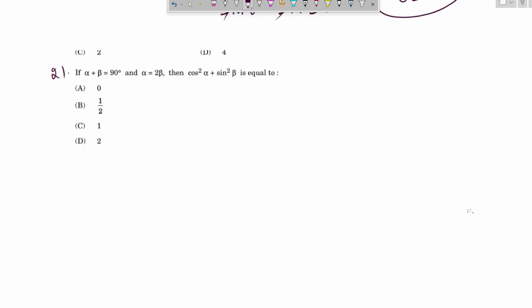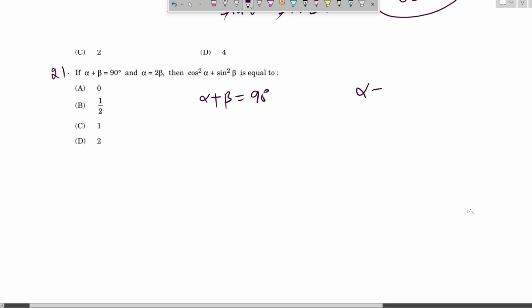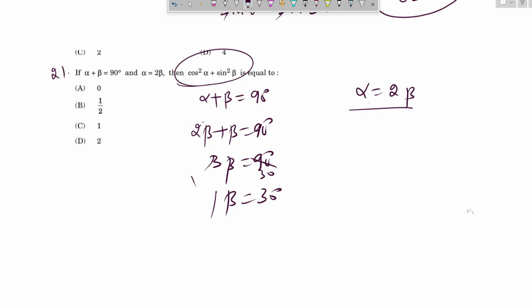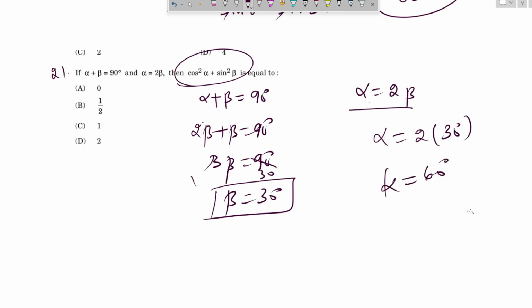Now question number 21. They gave us alpha plus beta is equal to 90 degree and alpha is equal to 2 beta. And they are asking us to find out what is cos square alpha plus sin square beta. First we will find out the alpha value. Now substituting alpha is equal to 2 beta in equation 1, you will get 3 beta is equal to 90, beta is equal to 30. Now substituting beta value as 30 in the second equation, you get alpha is equal to 60 degree.